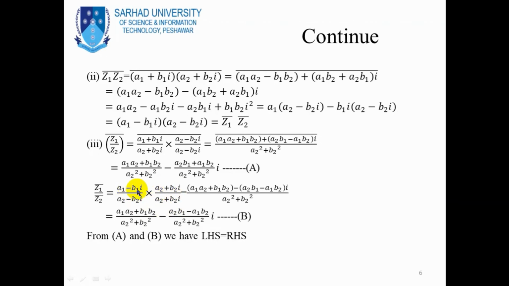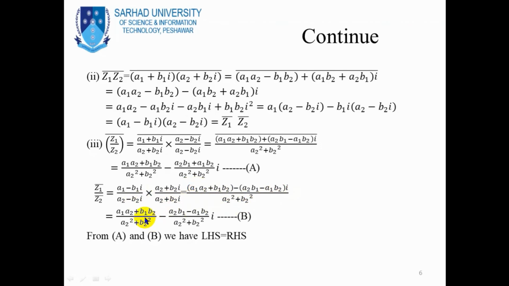Multiplying the numerator terms, we obtain (A1 A2 plus B1 B2) minus (A2 B1 minus A1 B2) into iota, divided by, in the denominator, we have the formula A square minus B square, so A2 square plus B2 square.